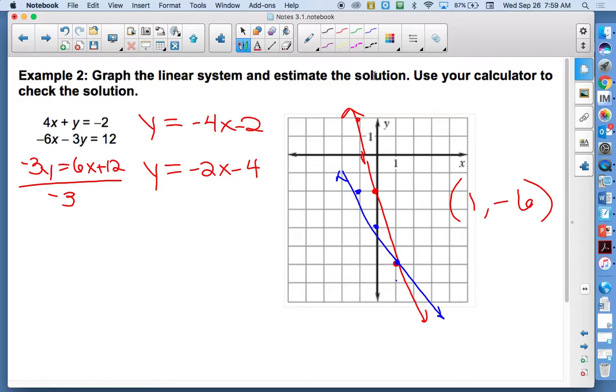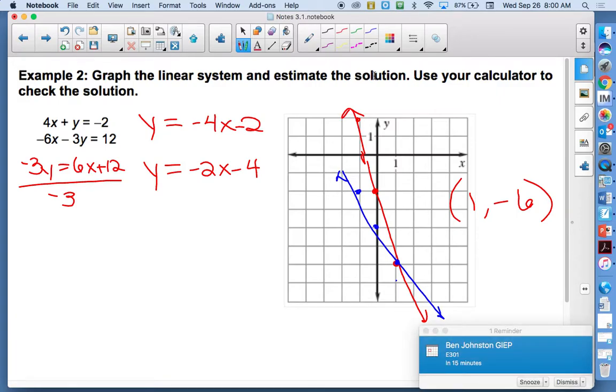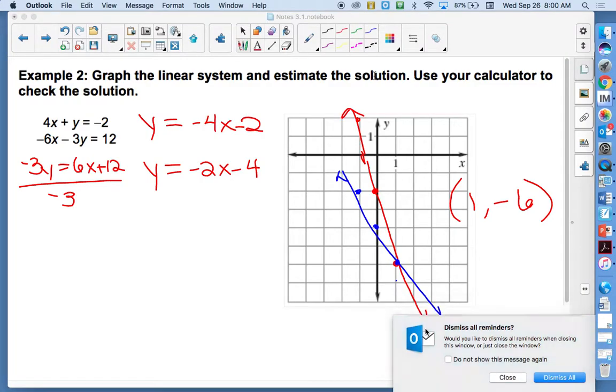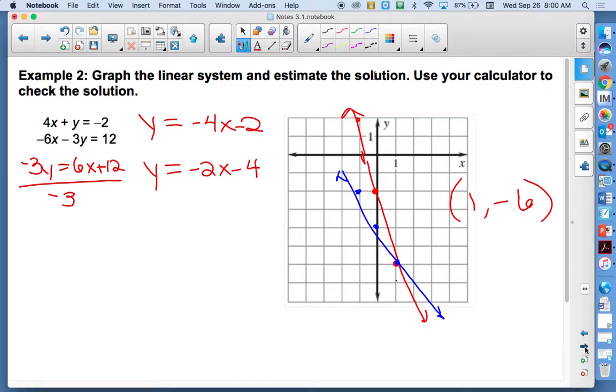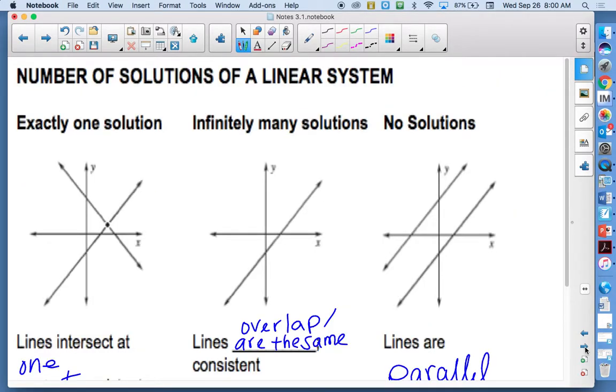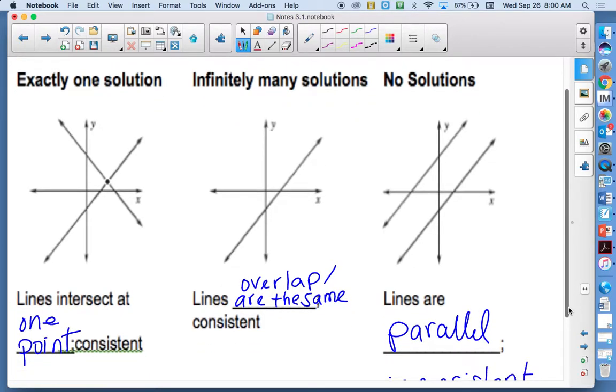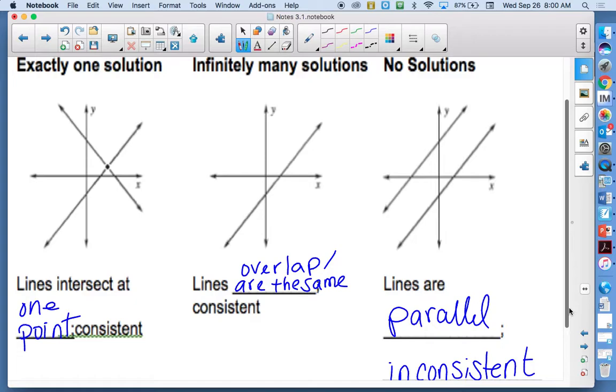So underneath there are 3 different graphs with 3 options that we could have for systems. So when we graph a system, we can have 3 different types of solutions, and apparently I didn't erase this page. So the first option is when they intersect at one location. And when graphs intersect at one location or one point, we say that they are consistent.